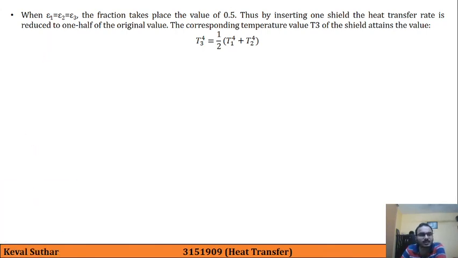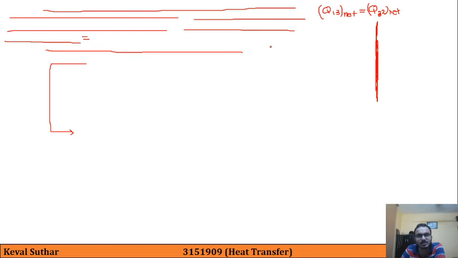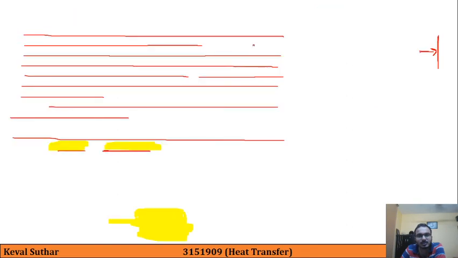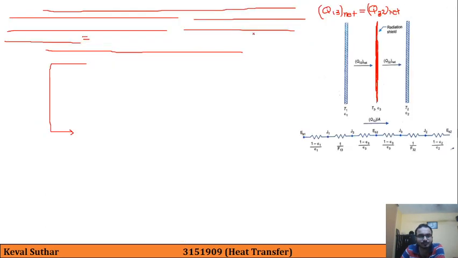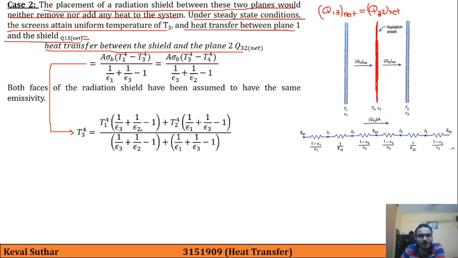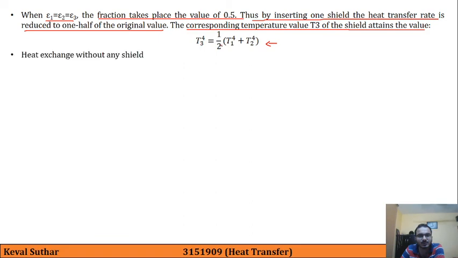Now let's assume that the emissivities are the same, so the fraction will take the value of 0.5, and thus by inserting one shield, the heat transfer rate is reduced to 1/2 of the original value, and the corresponding value of T3 can be obtained as this. So from where is this equation obtained? Because here if we take epsilon 1 equal to epsilon 2 equal to epsilon 3, then we will obtain that equation for T3.